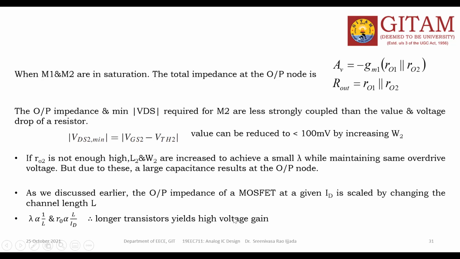Why will you get high voltage gain? Because R0 is more. Whenever R0 is more, then in this equation, AV is equal to minus GM into R0. If this value is more, definitely the gain is more. So longer devices, that means large devices, long channel devices, will definitely provide higher gain.